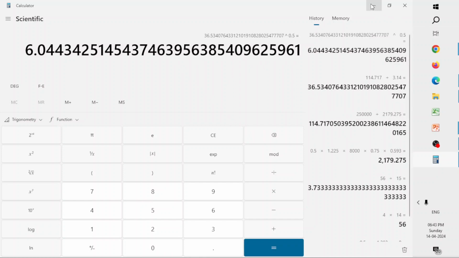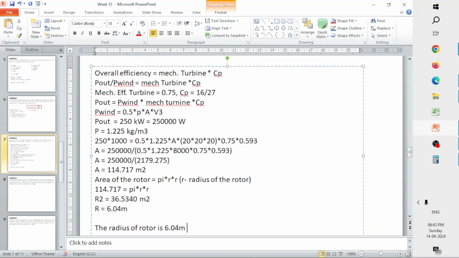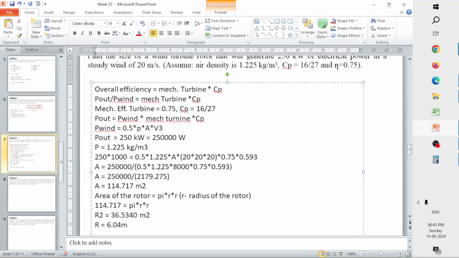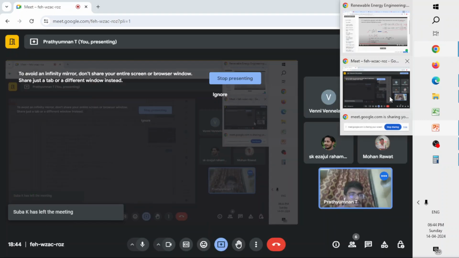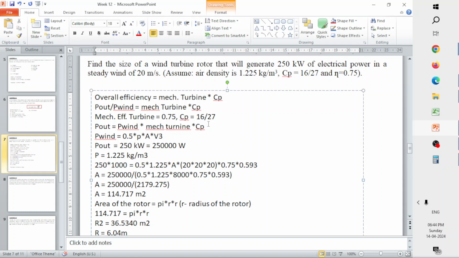So the radius will be 6.04 meter. The radius of the rotor is 6.04 meter. I hope you also got the same value. Yeah, okay. So this is how you are supposed to calculate. This is a very simple question.